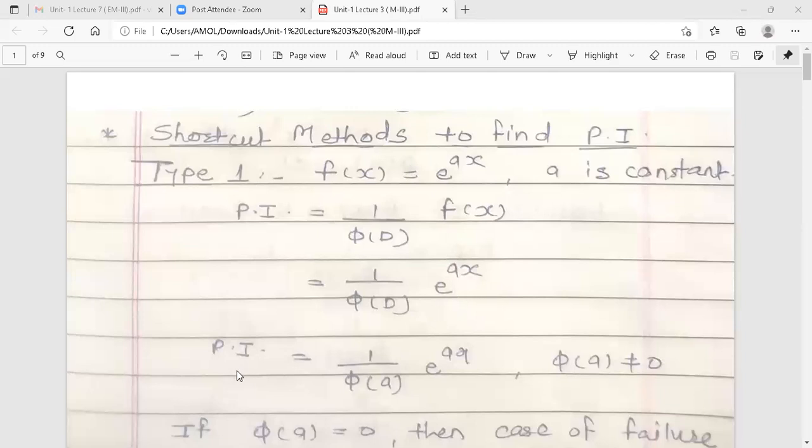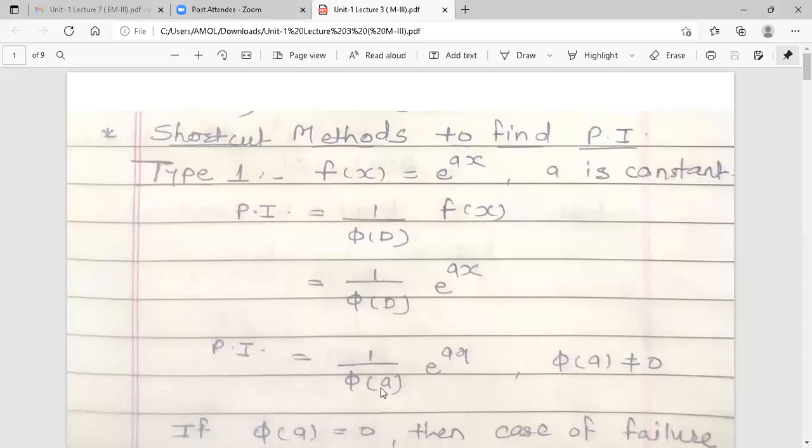Now if the function is the particular exponential function e to the power ax, how to find the PI for this exponential function? The formula for PI is 1 upon phi of D into e to the power ax. Now replace D of phi of D by the coefficient a. That a is from the exponential function, the coefficient of x. So replace D by a, and the PI will be 1 upon phi of a into e raised to ax. But the condition is that phi of a must be non-zero.